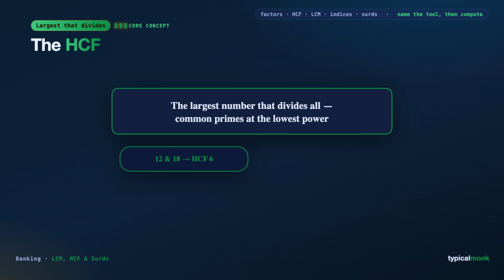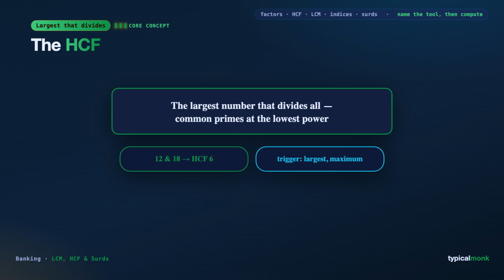Listing all the factors works, but it is slow. The fast method uses prime factorization. Break each number into primes. 12 is 2 times 2 times 3, and 18 is 2 times 3 times 3. Now take only the prime factors common to both, at the lowest power they appear. Here one 2 and one 3 are common to both, and multiply them. 2 times 3 is 6. That is the HCF, found in seconds without listing anything. Hold on to the core idea, because it drives the word problems.